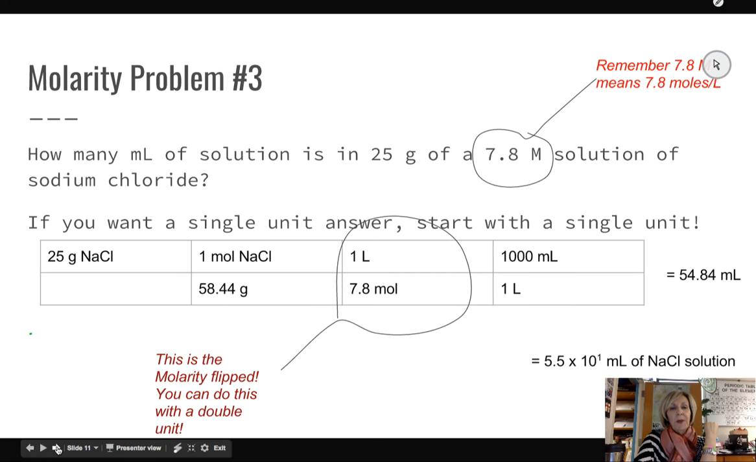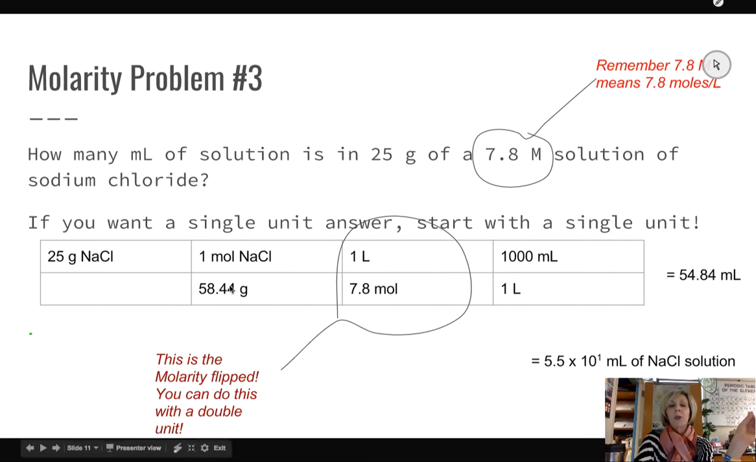Finally, mole problem number 3. How many milliliters of solution is in 25 grams of a 7.8 molar solution of sodium hydroxide? Remember, if I have 7.8 capital M, that means 7.8 moles per liter. That's a double unit. So I want a single unit answer. The question says how many milliliters. So I want milliliters as my final answer. So if I want a single unit, I start with the single unit. So I'm going to write down 25 grams of sodium hydroxide.